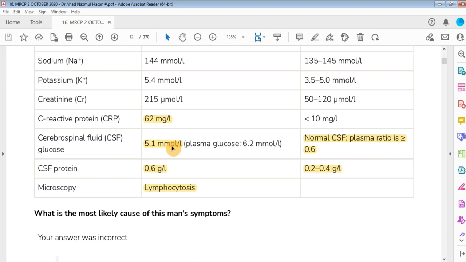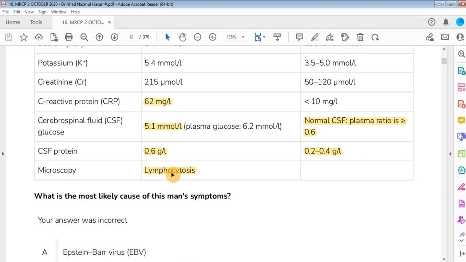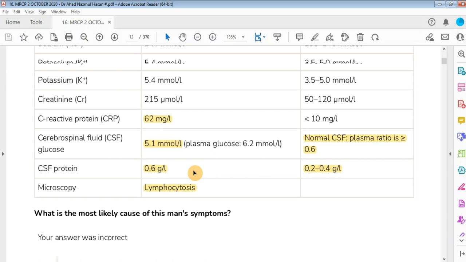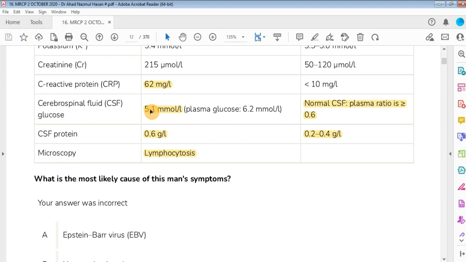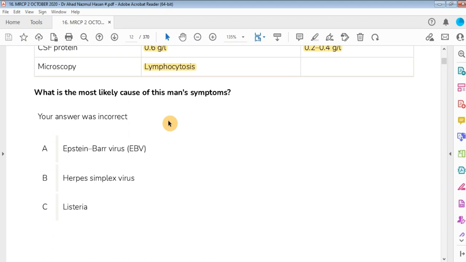The only exception is mumps virus. Mumps virus is associated with low CSF glucose. So normal CSF glucose indicates viral meningitis or viral encephalitis in all cases except mumps virus. And lymphocytosis is seen in viral infection as well as in chronic bacterial infection. So here, since the CSF glucose level is normal with elevated protein and lymphocytosis, most likely this is a case of viral origin. So here we are excluding tuberculosis.